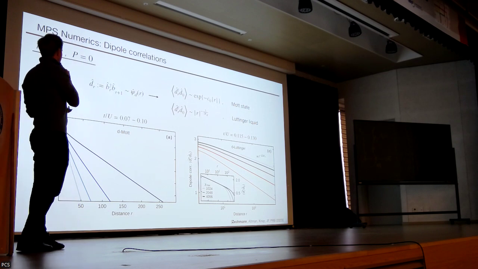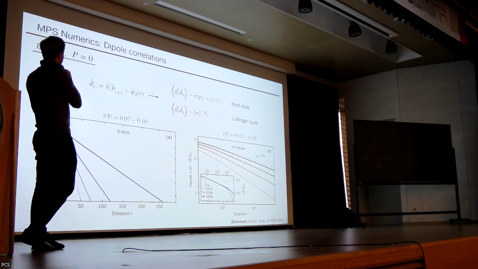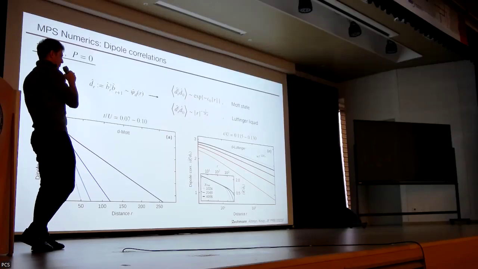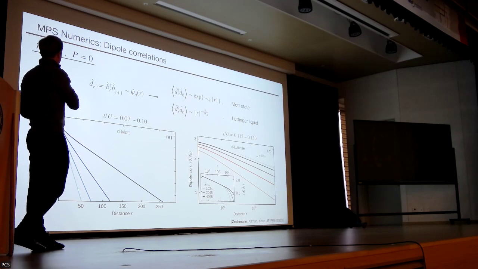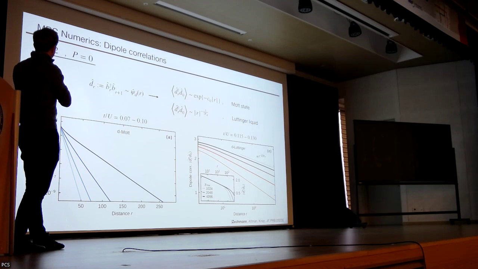And indeed, we find, as we scan the values of this dipole correlated hopping over the density interactions U, that at small values of this fraction we get a Mott state where this axis is linear, this is log, so we get a nice exponential decay.